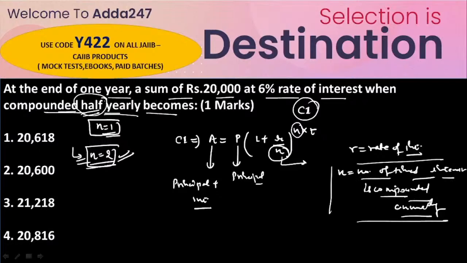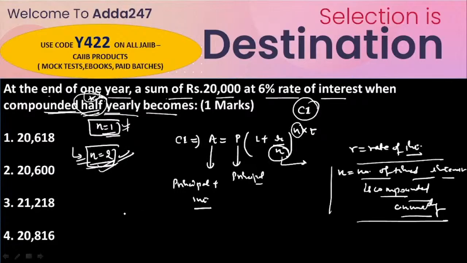Suppose it is written here: at the end of 1 year, a sum of 20,000 rupees at 6% rate of interest, when compounded yearly, it becomes. Then we have to write N is equal to 1. But in this question it is written compounded half yearly. We know that in 1 year the interest is compounding 2 times, so N would be equal to 2.